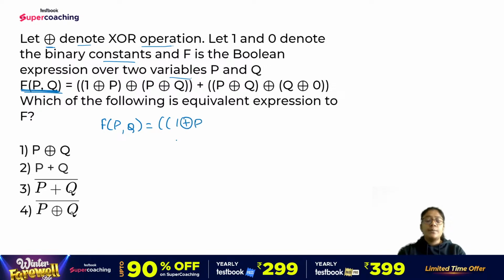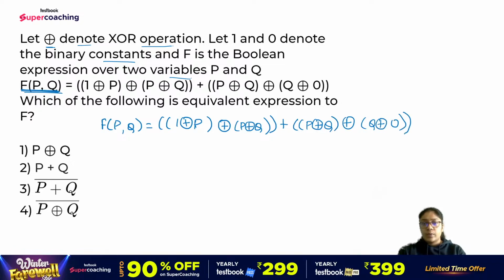Can somebody tell me what is the functionality or the property of the XOR gate? What does the XOR gate do? P XOR Q, bracket closed, plus P XOR Q XOR Q XOR 0. Let's revise the properties of the XOR gate. After that, you just need to apply them and easily you'll be able to get the answer.